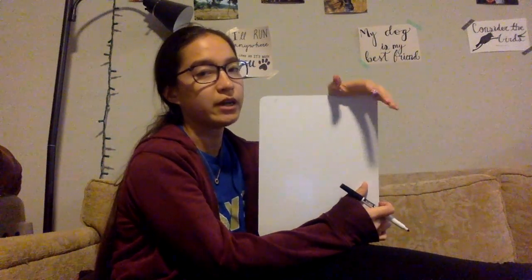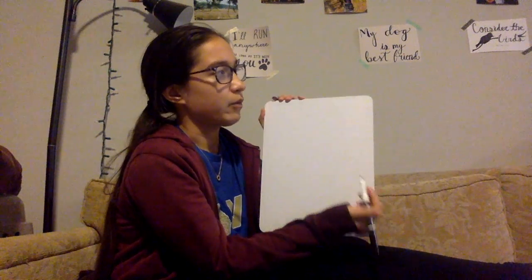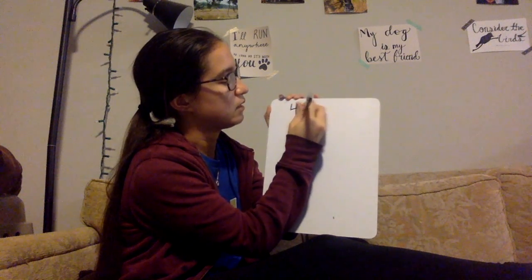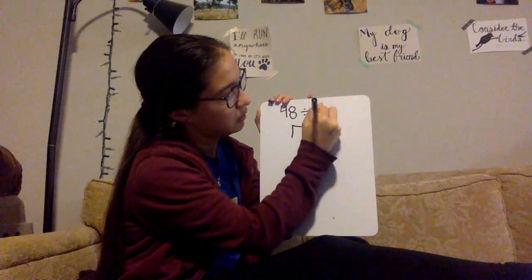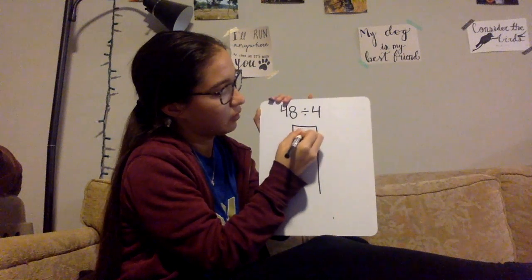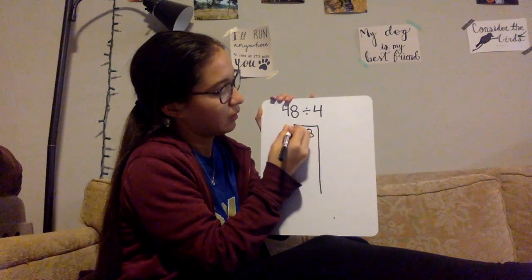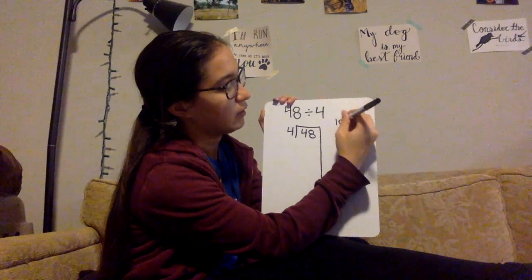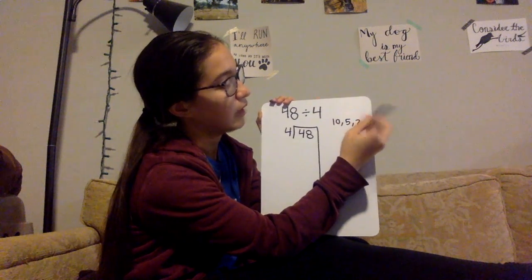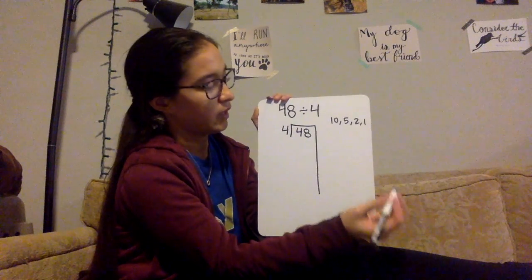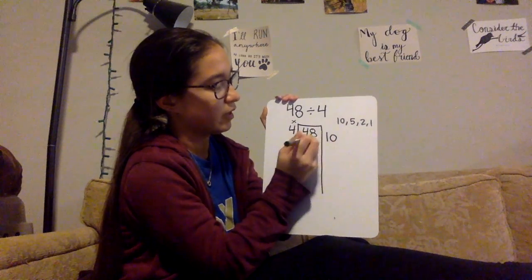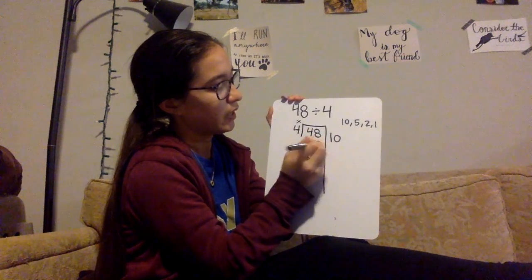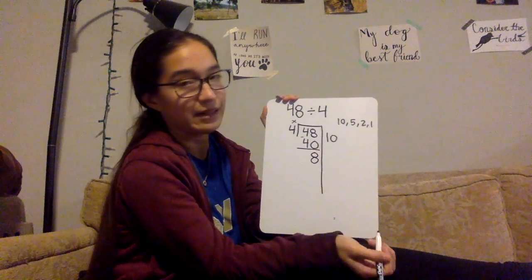Okay, for this strategy, for this time that we're going to solve together, I'm going to do 48 divided by 4. I'm going to draw my big 7. 48 goes on the inside, 4 goes on the outside, and my friendly numbers are 10, 5, 2, and 1. Okay, I'll multiply by my biggest friendly number first, 10. 4 times 10 is 40. 48 minus 40 is 8.